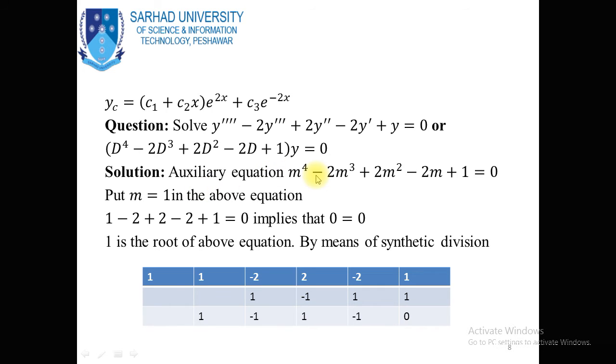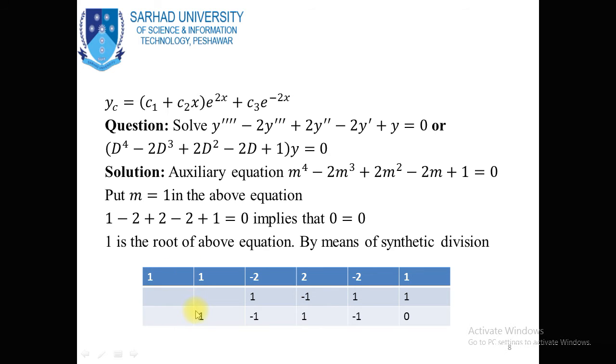Now we have to find the other 3 roots. m power 4 means we should find 4 roots for this auxiliary equation. So by using synthetic division, this is actually the first root.